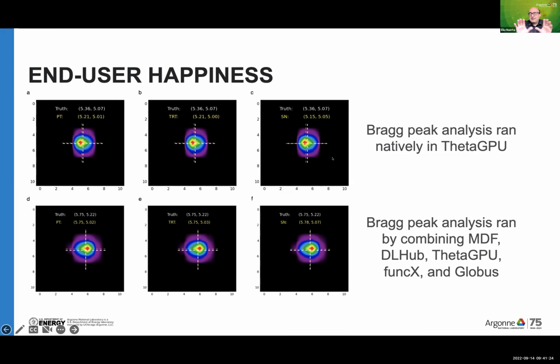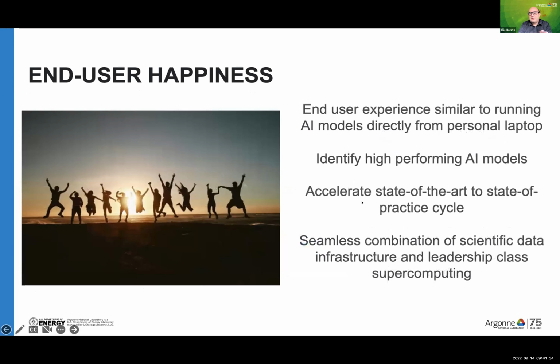So this means that it doesn't matter what your level of skill or computing resources is, you get similar results. And the same when you use the combo of MDF, DL Hub, Theta G. And so this is the key point, that for users, we have streamlined the entire process. Now you can go and run the models, reproduce results. If you want to get access to the model, you can do it, and then do with the model whatever you want. But this is the beauty of the process.